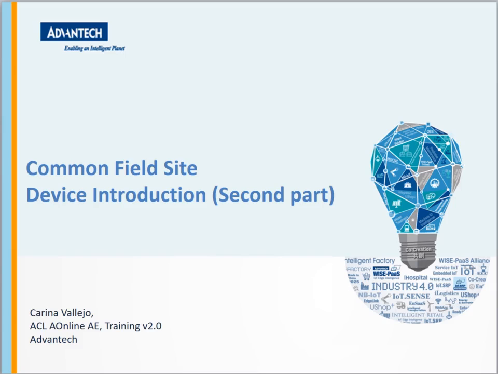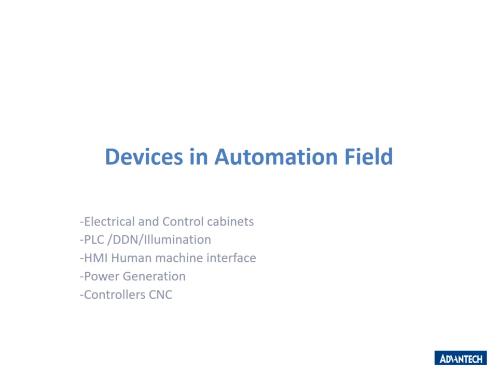We will continue with the second part of the Common Field Site Device introduction. Now, we will introduce you to the devices that are more commonly used in automation fields such as electrical and control cabinets, PLC, HMI, power generation, controllers, CNC.